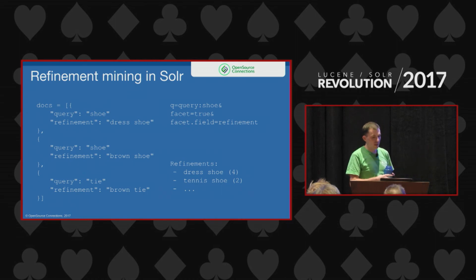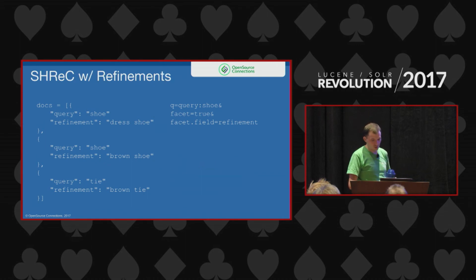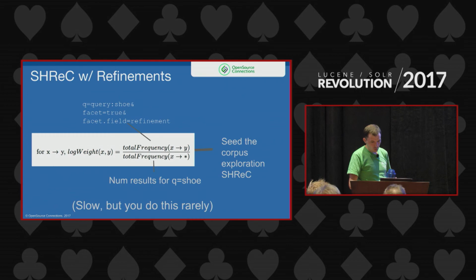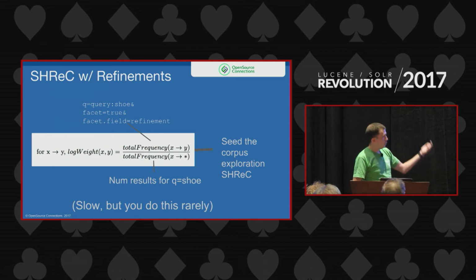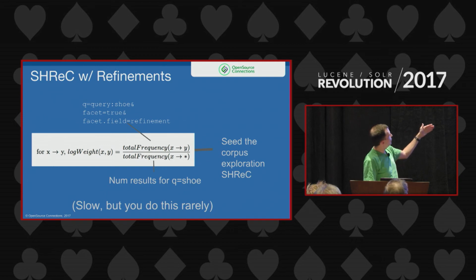And we can start to see, okay, there's a potential that dress shoe, tennis shoe are child concepts of shoe. So Shrek with refinements. Shrek does this scoring. You saw the scoring it did before with the document frequency. But what the Shrek with refinements algorithm does is takes that and figures out, okay, how frequently does a refinement go from shoe to, say, dress shoe versus all the other ones?